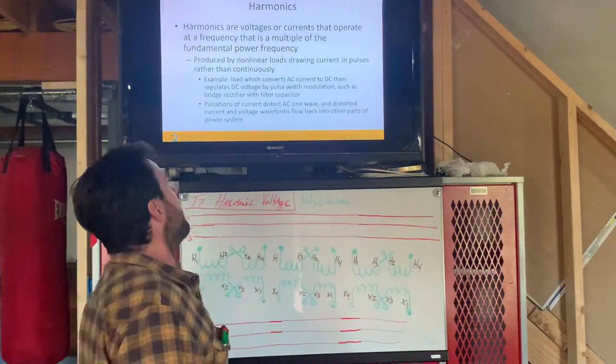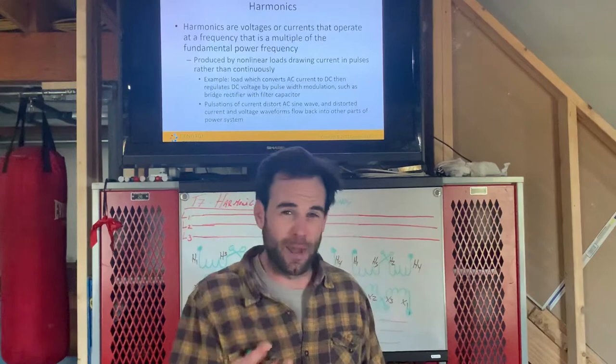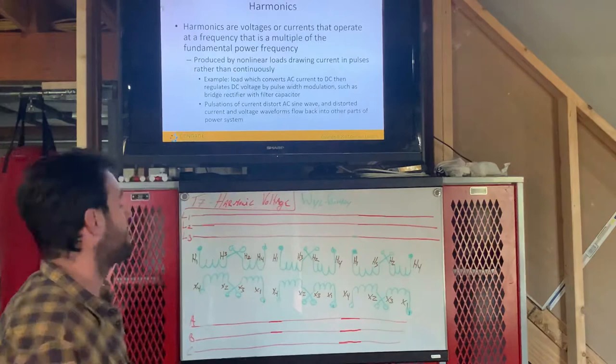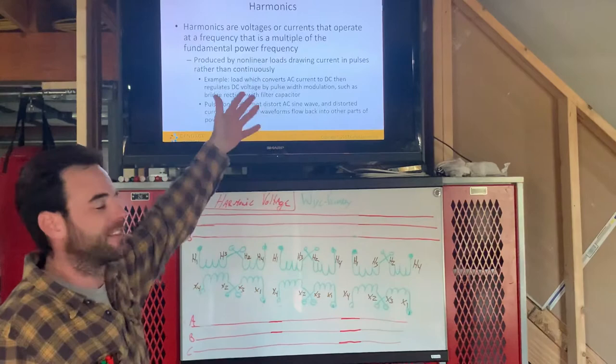The frequency we're going to be dealing with is our third harmonic. So it's 60 times 3. We're going to have 180 hertz. Again, it's talking about some of the things that cause it. When we have current being drawn in a non-linear manner, bridge rectifiers, converting AC to DC.